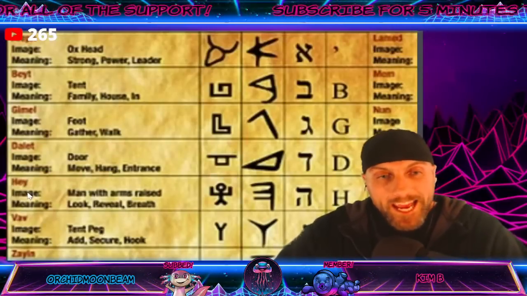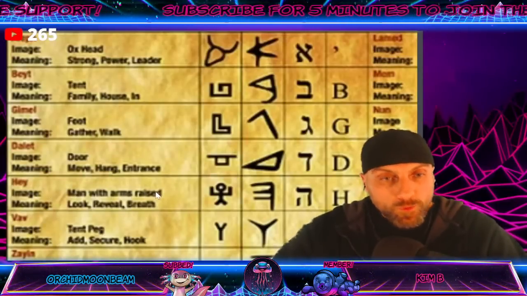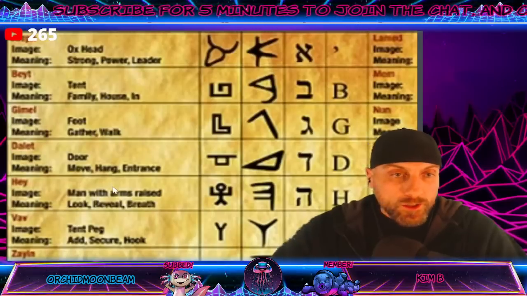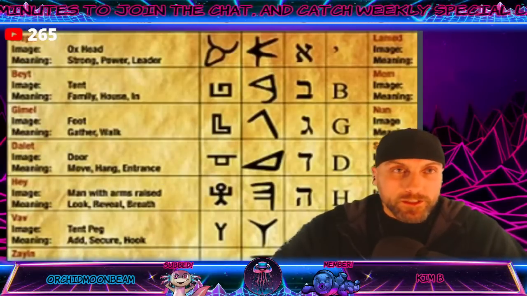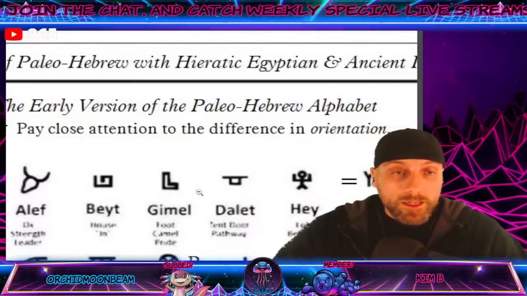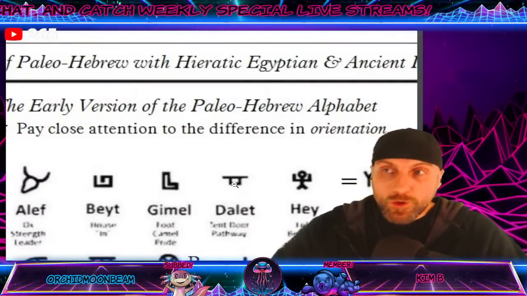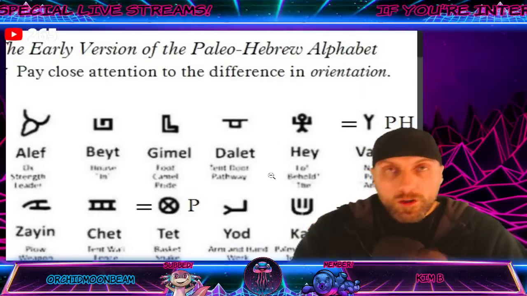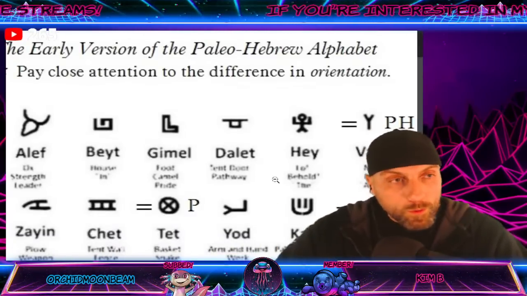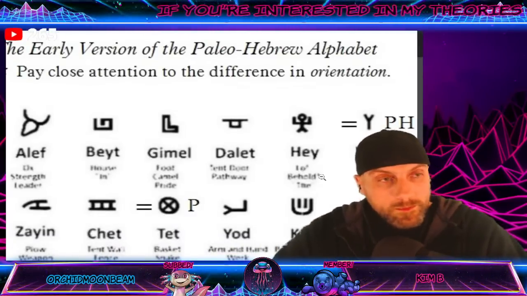But here we are with Hey, and it says a man with his arms raised, and it means to look, to reveal, or breath. This is very interesting. It could also mean other things too, so it's good to cross-examine these. It's good to take different people's interpretations and compare all of them so we can see what is similar and what holds. Behold, this one says behold.